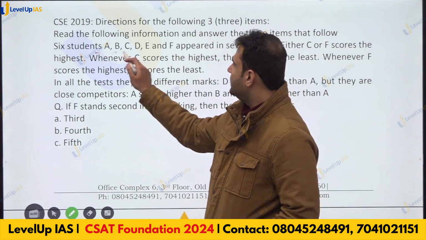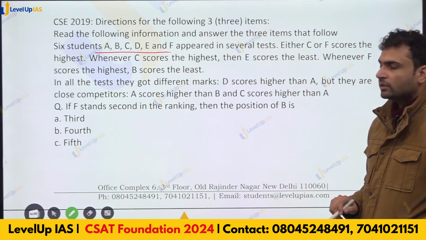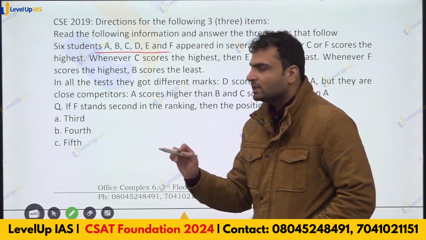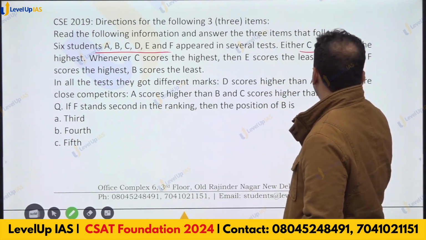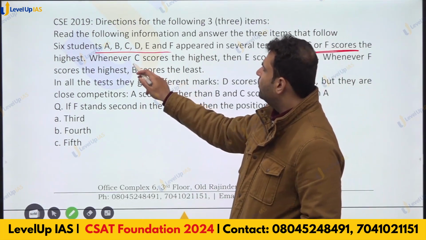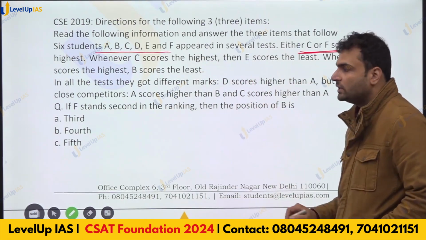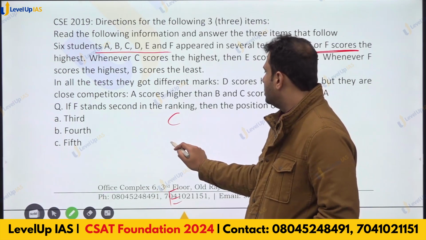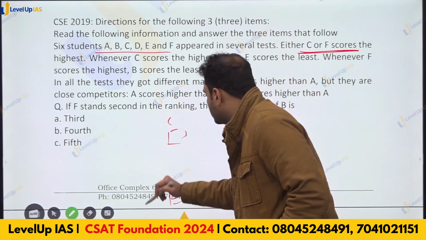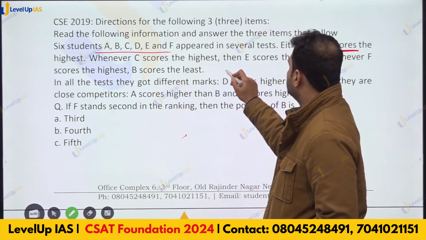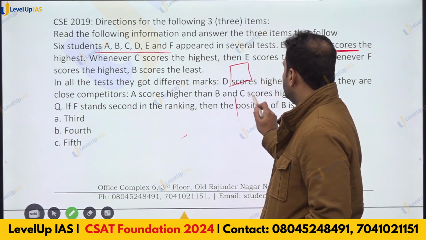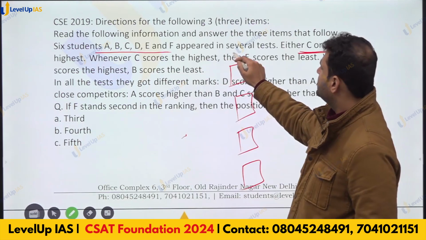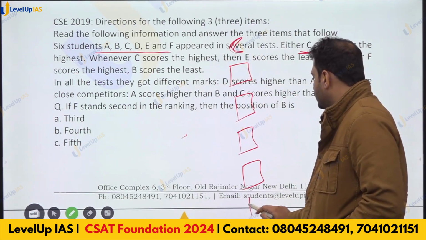There are 6 students A, B, C, D, E, F that appeared in several tests. Either C or F scores the highest. So the highest marks is always C or F. Okay, fine. Whenever C scores the highest, E scores the least. There are 6 people. So we have 1, 2, 3, 4. And when they say whenever C scores the highest, E scores the least.